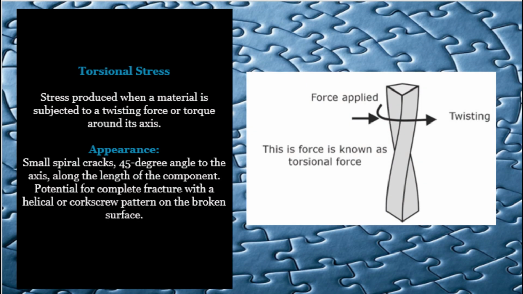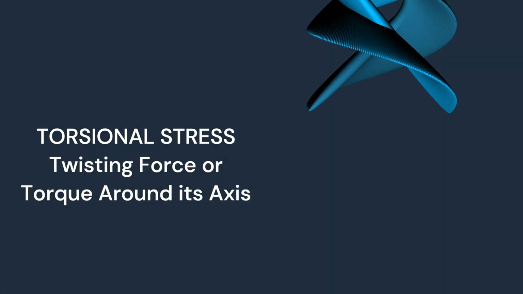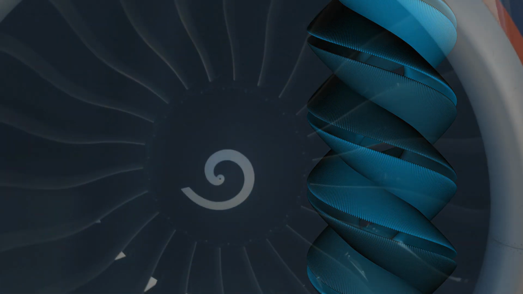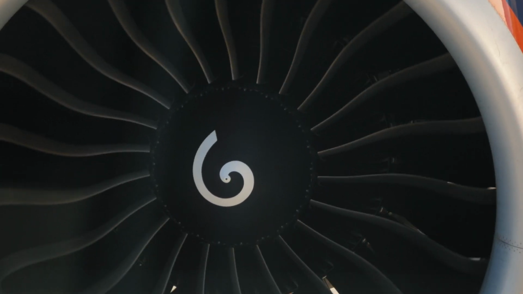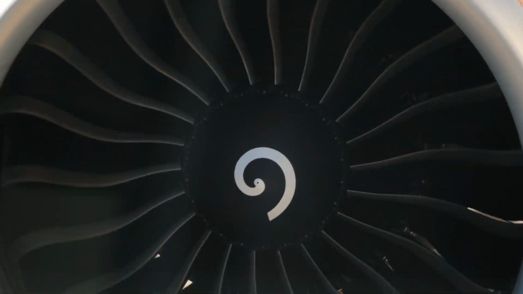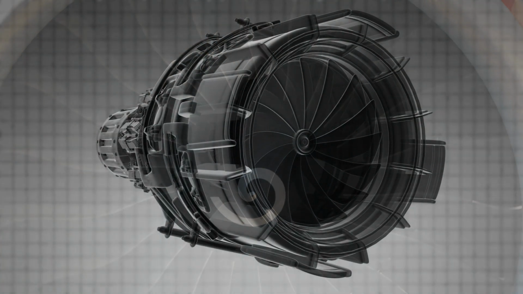Production environment, location, and causes. Torsional stress is the stress produced when a material is subjected to a twisting force or torque around its axis. Imagine twisting a rubber band in opposite directions at both ends. That's torsional stress in action. This type of stress is particularly common in shafts, axles, and other rotating components where twisting forces are frequently applied.